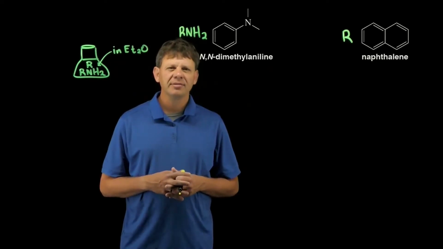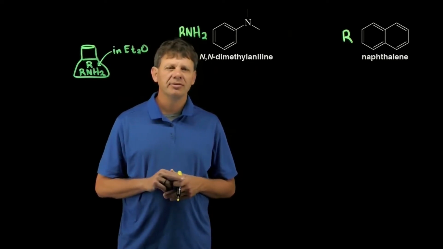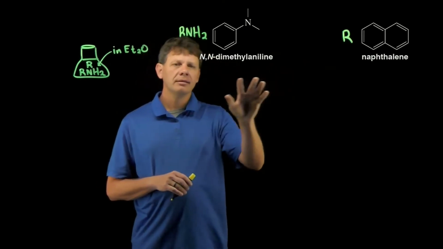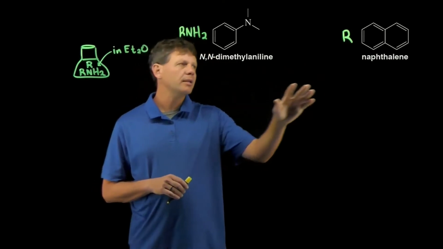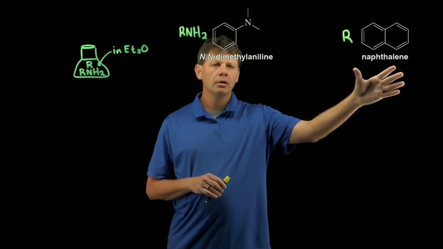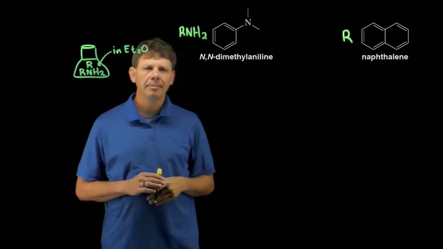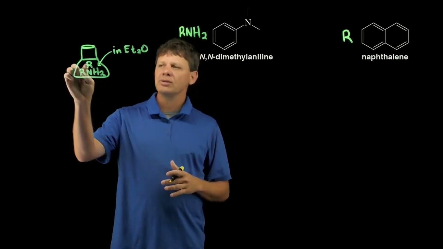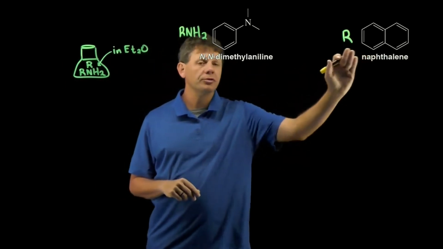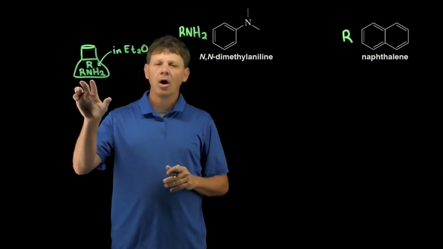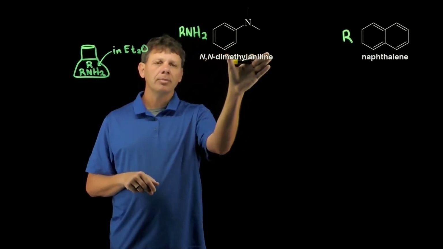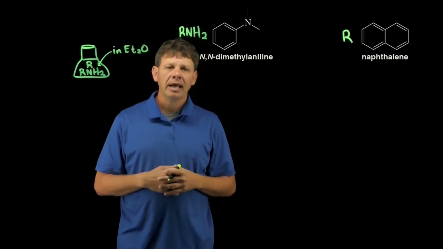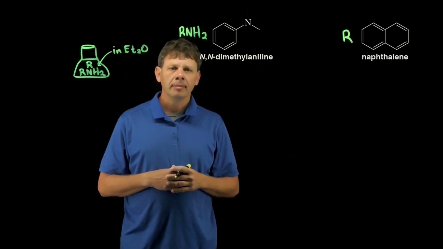This assessment asks us to design an extraction scheme to separate the amine N,N-dimethylaniline from the neutral nonpolar compound naphthalene. Now, to set this up, we're imagining a situation where we have compound R, which is going to represent naphthalene, and RNH2, which is going to represent our amine. We have both of these dissolved in ether, an organic solvent.